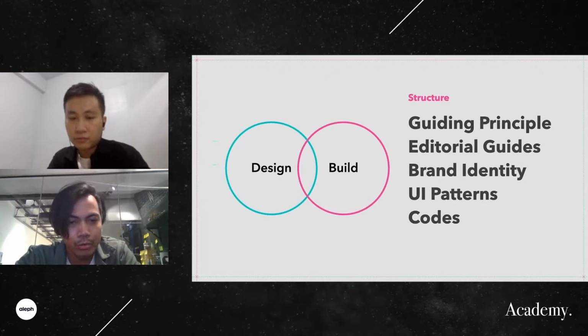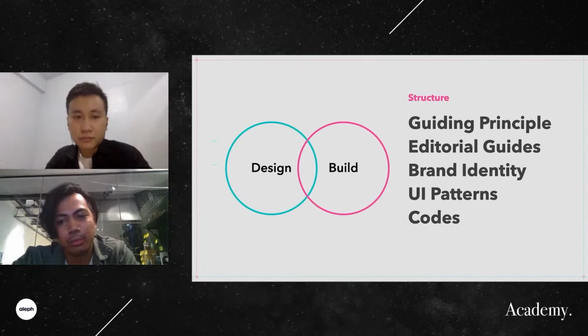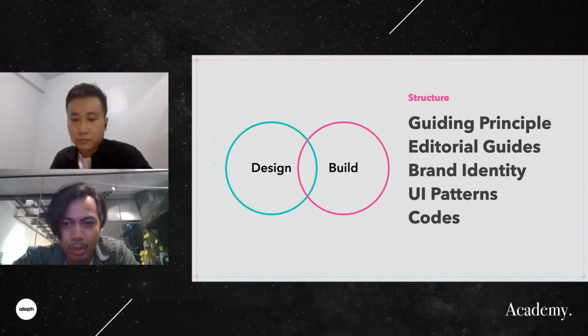So, okay, after we define what kind of design system we're going with, now we go to the overall structure. There are a few key structures that we need to keep in mind in building a design system. One is guiding principles, editorial guides, brand identity, UI patterns, and then code.